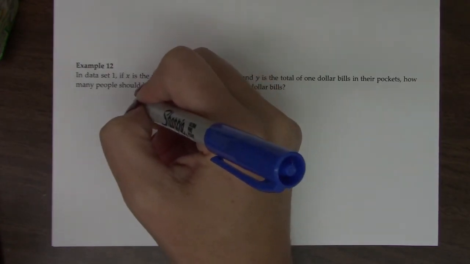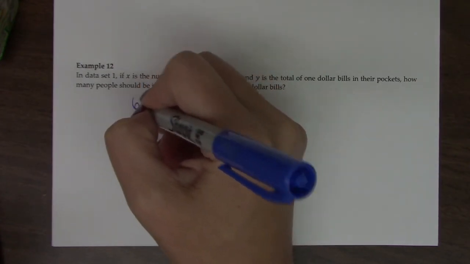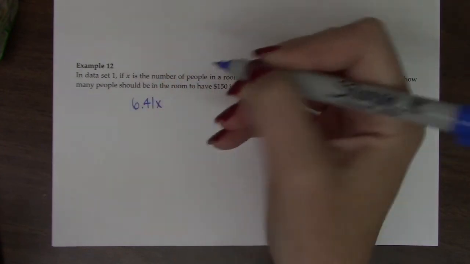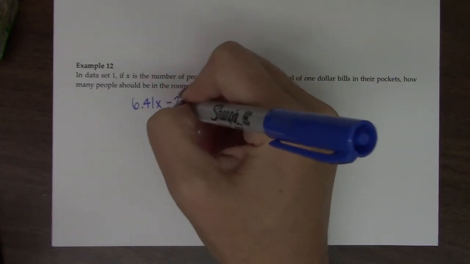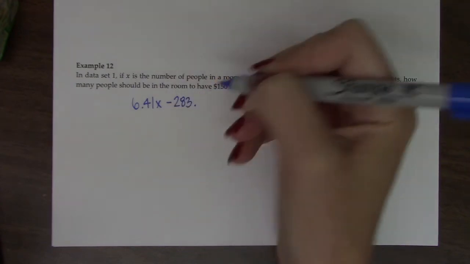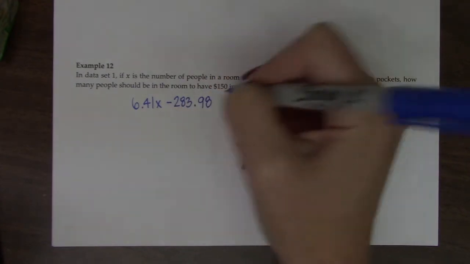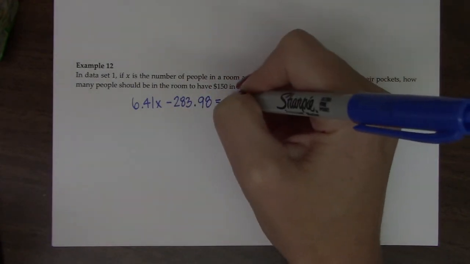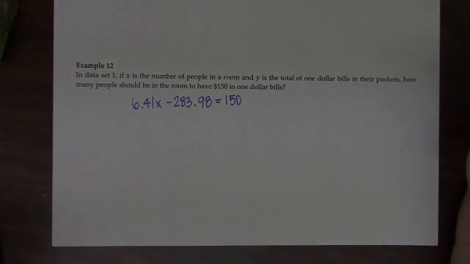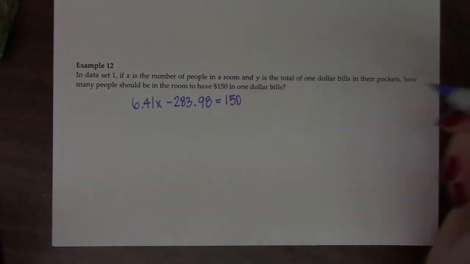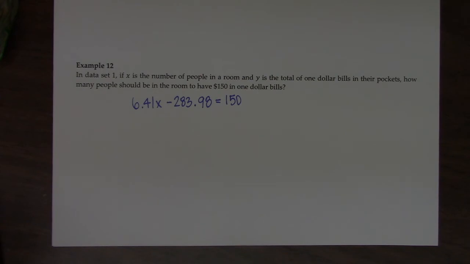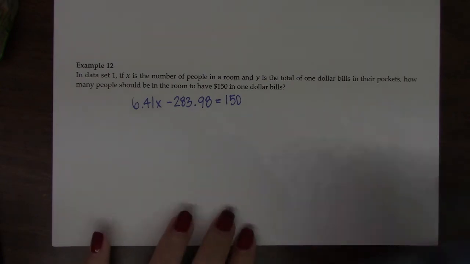We could take our model, which was 6.41x minus 283.98, and we could set that equal to $150 and then solve for x. However, there's a better way to do it. We actually set our line to y1.